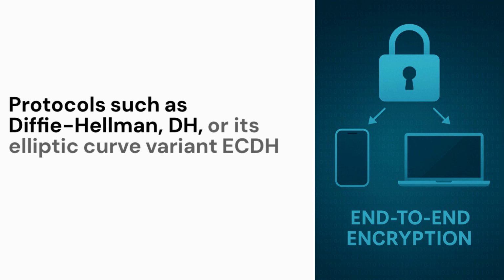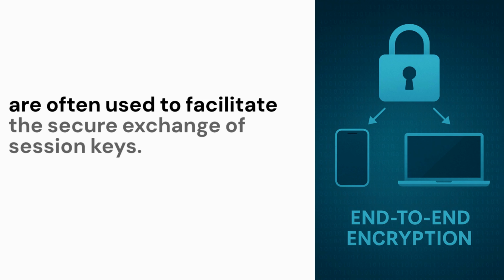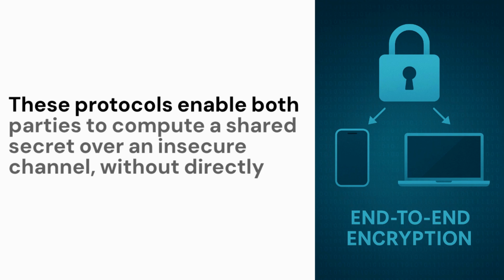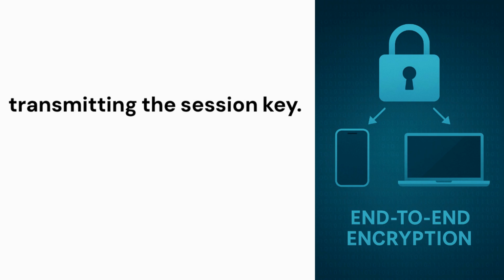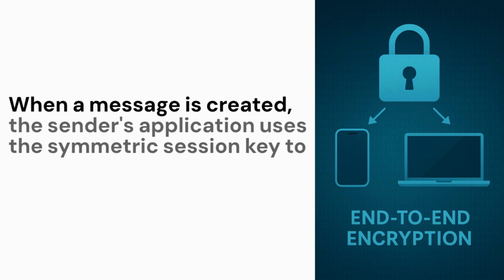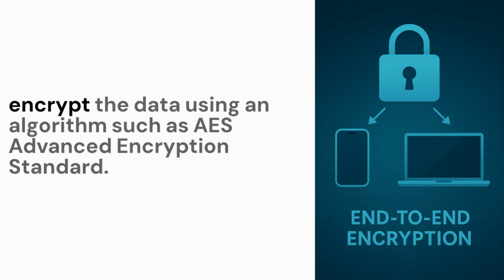Protocols such as Diffie-Hellman, DH, or its elliptic curve variant, ECDH, are often used to facilitate the secure exchange of session keys. These protocols enable both parties to compute a shared secret over an insecure channel without directly transmitting the session key. When a message is created, the sender's application uses the symmetric session key to encrypt the data using an algorithm such as AES, Advanced Encryption Standard.